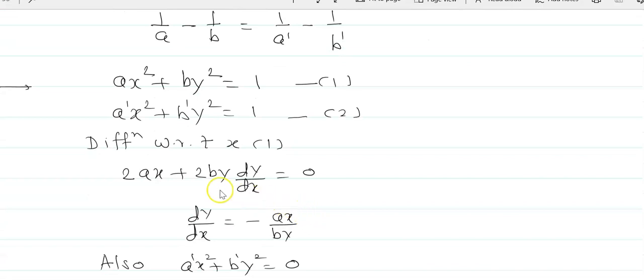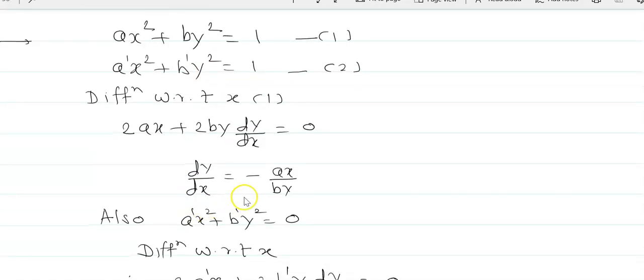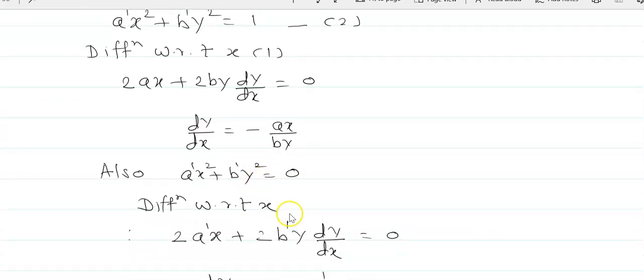Using this we will find the value of dy/dx. This is the implicit type of derivative. dy/dx = −ax/by. And the next is a'x² + b'y² = 1. By mistake I had written 0 there, but it is 1. Okay, I will write 1 here.